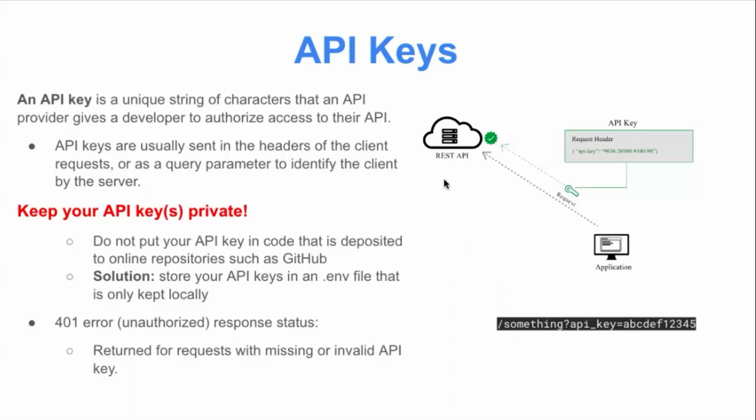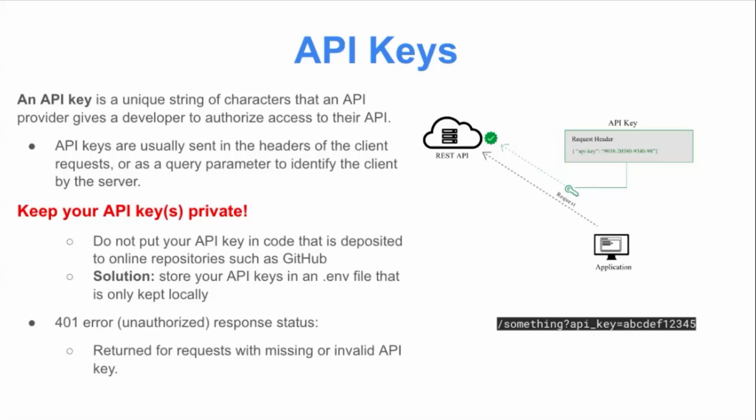One thing that's important to note is that you should keep your API keys private. Do not put your API key in the code that you're depositing into online repositories, such as GitHub. A solution to this is to always store your API keys in a .env or environment file, which is only kept locally. When you're pushing this code to GitHub, you will specify that the .env file is kept in your gitignore. So this file is ignored, and your API keys are kept safe locally.